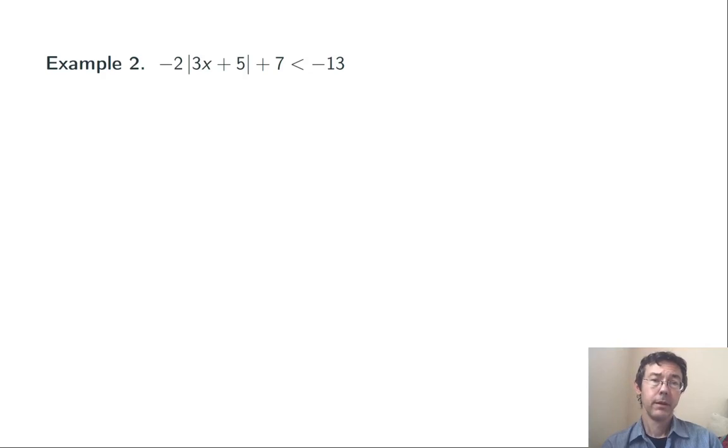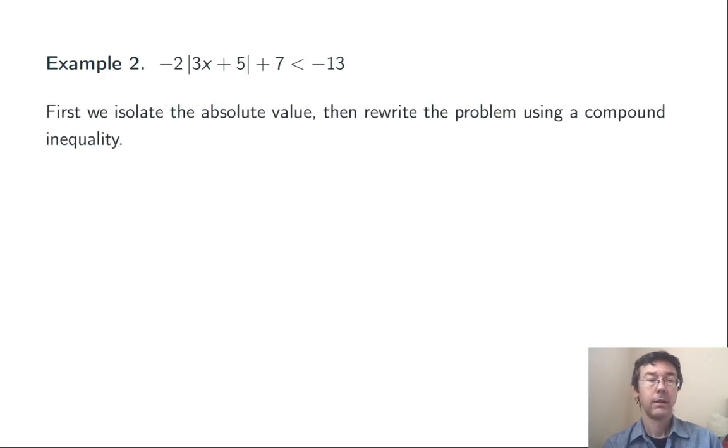Example 2: negative 2 times the absolute value of 3x plus 5, plus 7, less than negative 13. Our process here is to isolate the absolute value, get it alone, and then rewrite the problem using a compound inequality from that first slide. We start by subtracting 7 from both sides, and then divide by negative 2. Now remember, when you multiply or divide an inequality by a negative number, you have to change the sense of the inequality. So the less than here becomes a greater than.